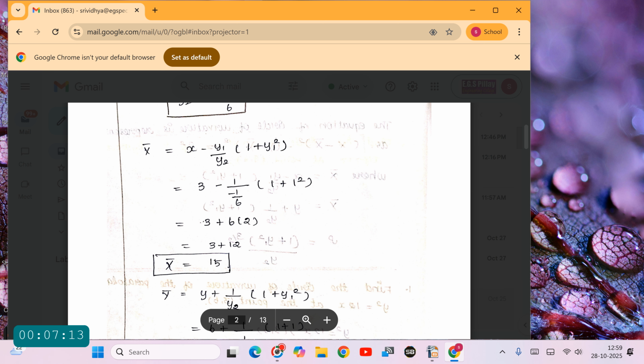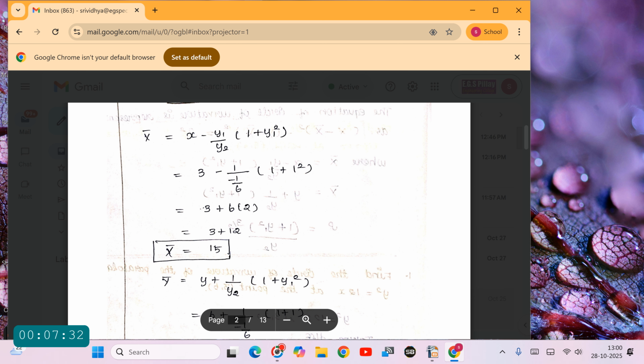The x value is given in the problem itself, the point 3 comma 6 is given. That's why we can take x here as 3, minus y1 by y2. Y1 we found is 1, divided by y2, which is minus 1 by 6, into 1 plus y1 square. So 1 plus 1 square. If you simplify, you get the x bar value as 15.